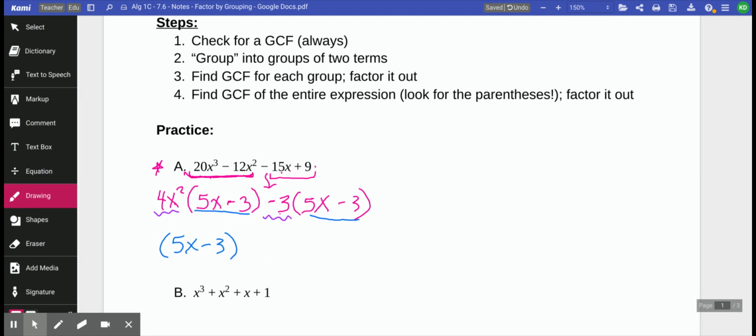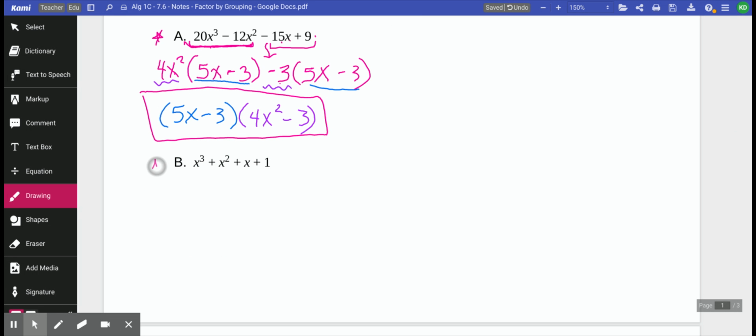Everything that's not in the parentheses. So 4x squared minus 3. And that is my factored answer, right? These are 2 polynomials being multiplied together, right? It looks just like our multiplication problems, but it's the end result of being factored. Let's do another example.